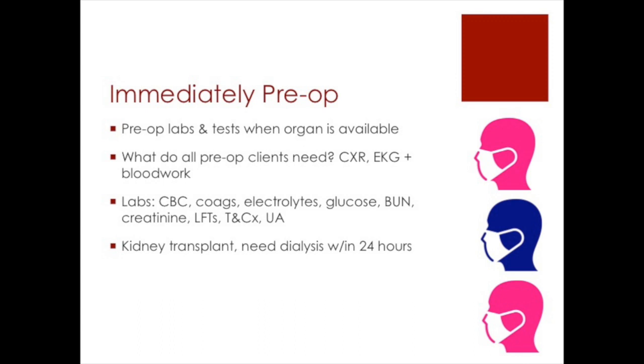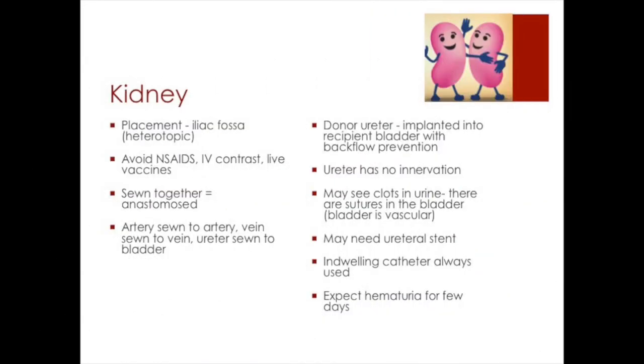Now let's imagine we're with the patient immediately pre-op. Their organ is available and we're the pre-op nurse. So you have to think about what pre-op labs and tests would be needed once the organ is available. Think about what all pre-op clients need. They're likely going to need a chest x-ray, an EKG, all kinds of blood work, the labs listed here: CBC, coags, electrolytes, glucose, BUN, creatinine, LFTs, a type and cross, a UA. Patients getting a kidney transplant are going to need dialysis within 24 hours, something for you to keep in mind. Now let's look at some organ-specific surgical considerations.